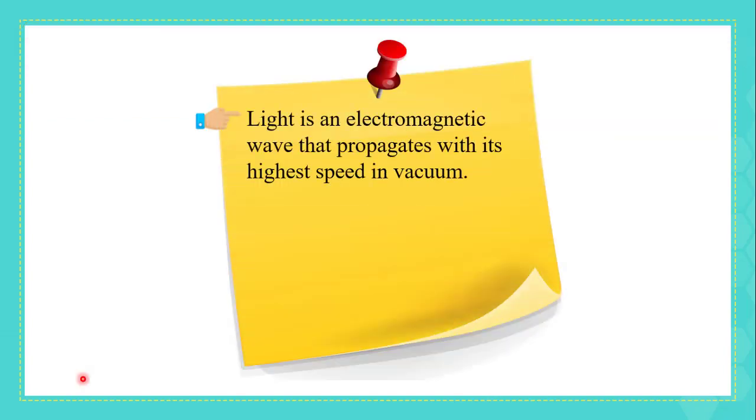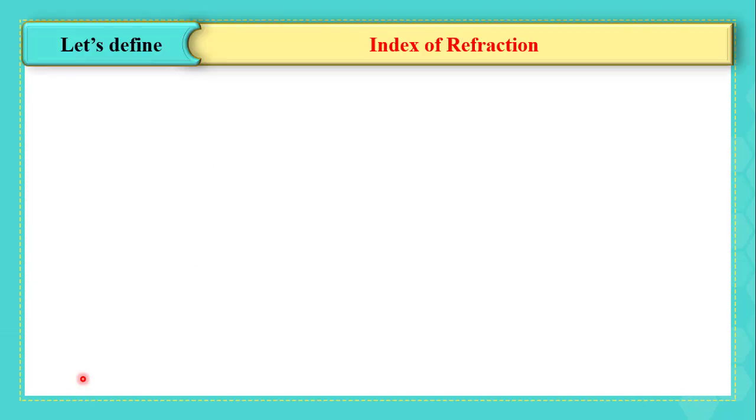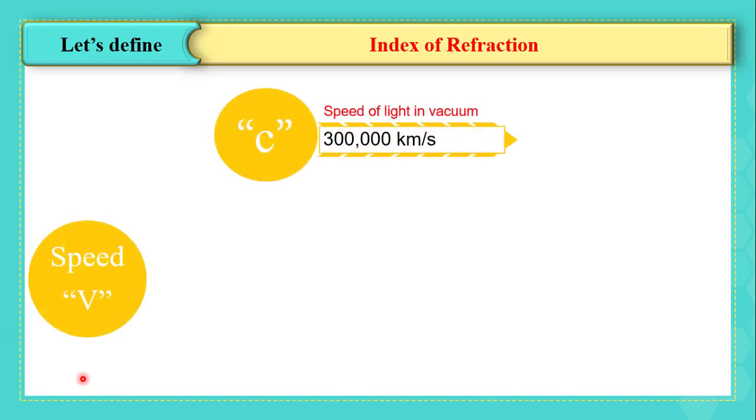Don't forget that light is an electromagnetic wave that propagates with its highest speed in vacuum. This means that the speed of light decreases as the density of the medium increases. In other words, the speed of light in gases is greater than its speed in liquids, which is greater than its speed in solids.